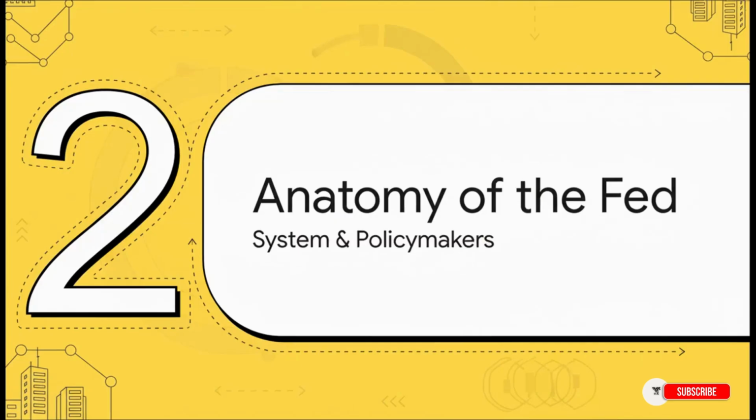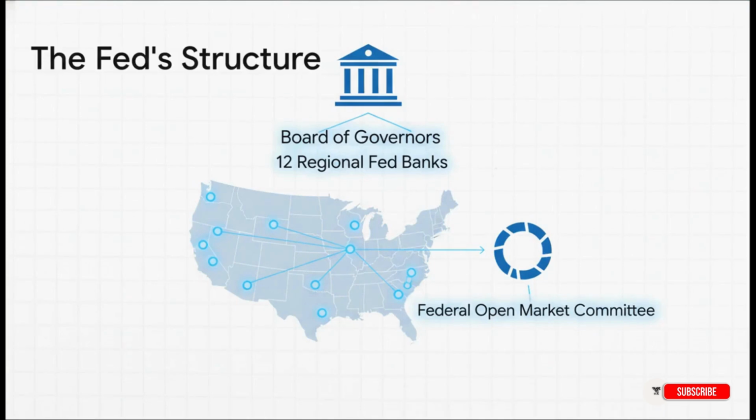So who are these people making the calls? It's really easy to think of the Fed as just one person in a building in Washington. But the reality is it's a decentralized system, and it's designed that way to pull in a really wide range of economic information. Think of the system in three main parts. First, you've got the Board of Governors in Washington, D.C. They're the national oversight. Then you have 12 regional Fed banks, everywhere from Boston to San Francisco. And they're like the eyes and ears on the ground, gathering local data. And finally, you've got the Federal Open Market Committee, or the FOMC. That's the group that actually sets monetary policy.